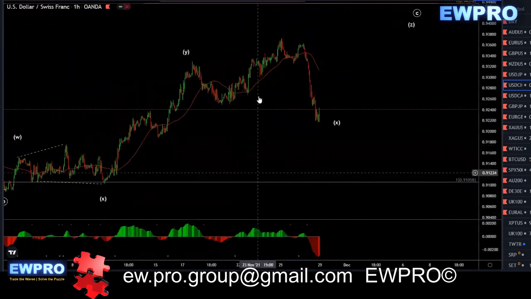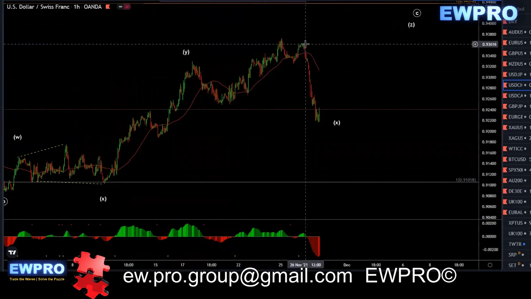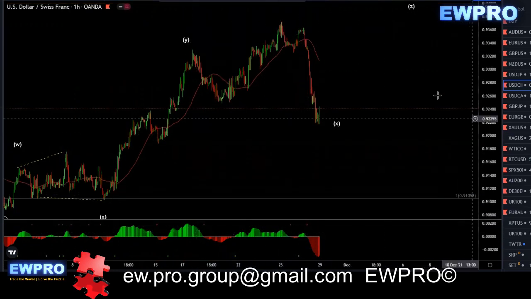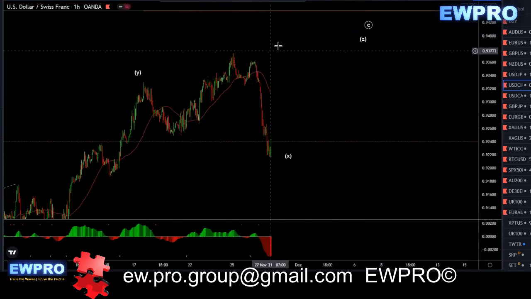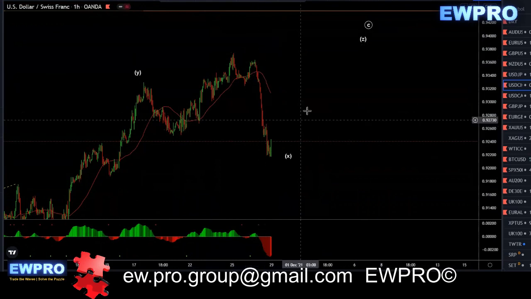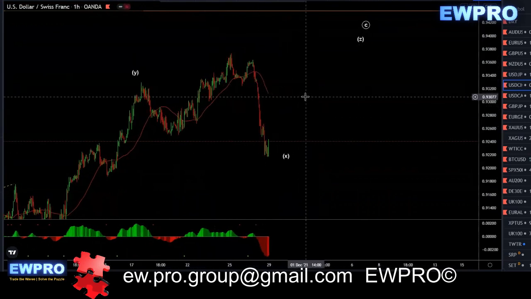On the H1, we were looking for the sell last week because we had that bearish divergence, and we were looking for that possible flat as a running or expanding flat. Well, it's turned into an expanding flat on the H4.